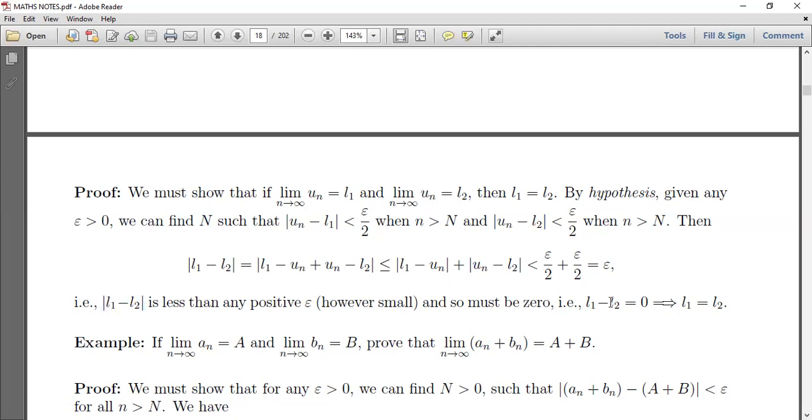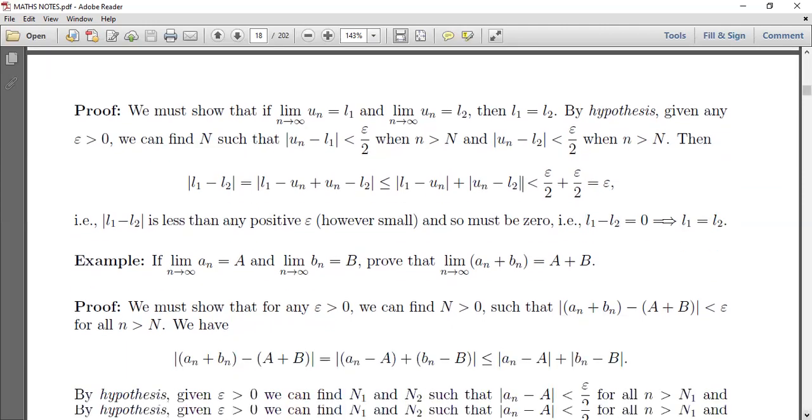So if L1 minus L2 is equal to 0, this shows that L1 is equal to L2, which shows that these limits L1 and L2 are unique and they are equal. That's how we show the uniqueness theorem. That's how we prove the uniqueness of the limit of a sequence.